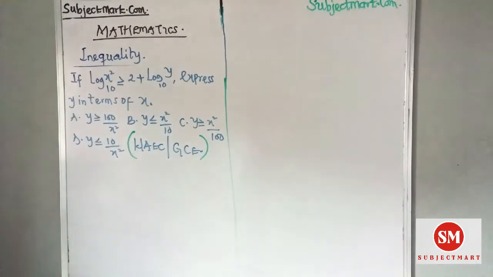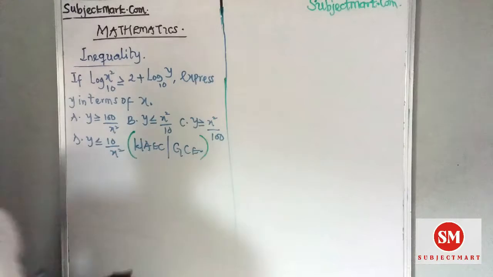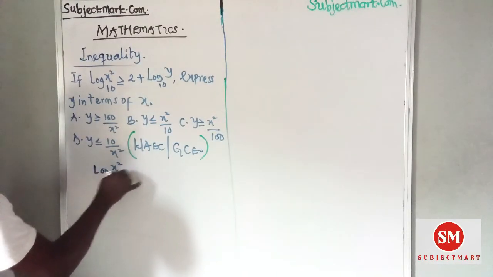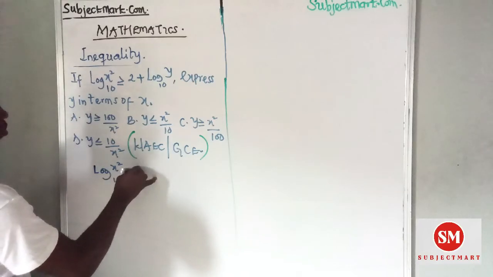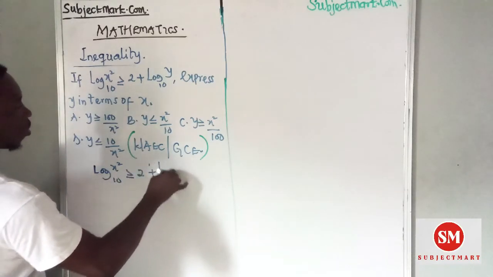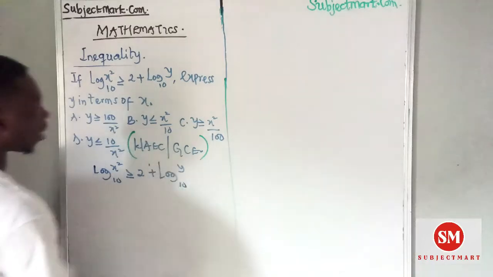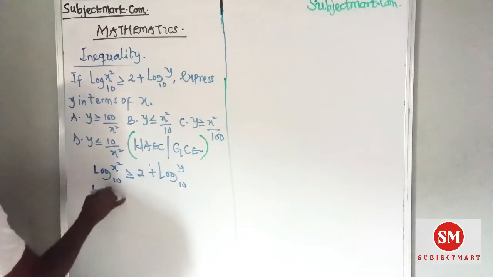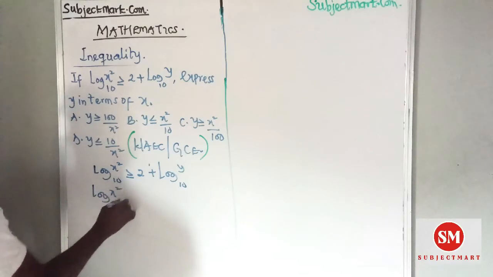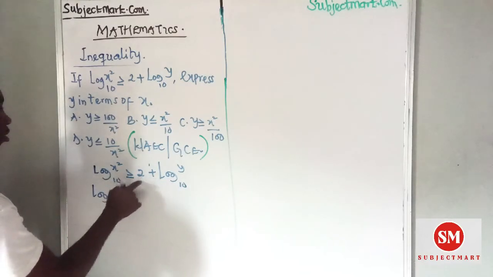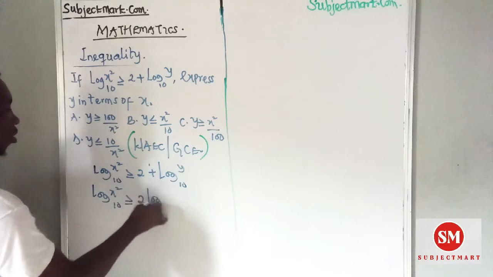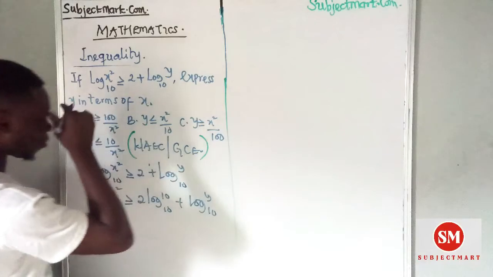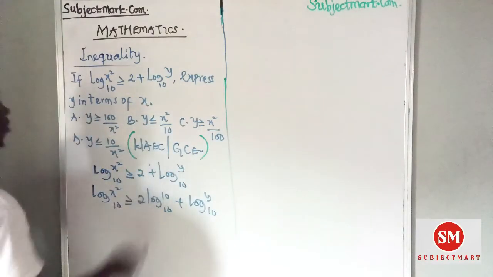So if log of x raised to power 2 base 10 is greater than or equal to 2 plus log y base 10, we are asked to express y, that is, make y the subject of the formula. So this becomes what? Log x raised to power 2 base 10 is greater than or equal to 2 log 10 base 10 plus log y base 10. You have to watch the video on log to understand why this happened.